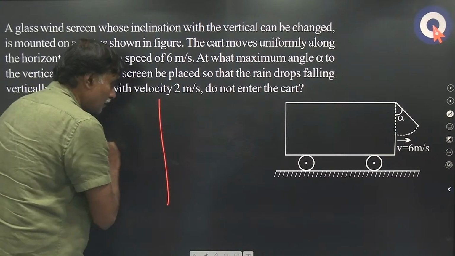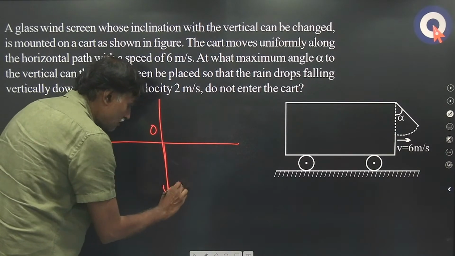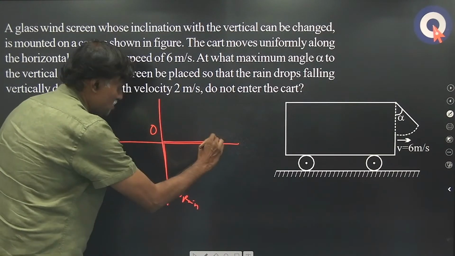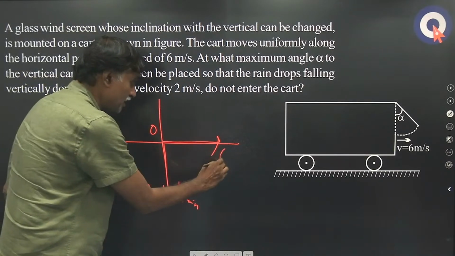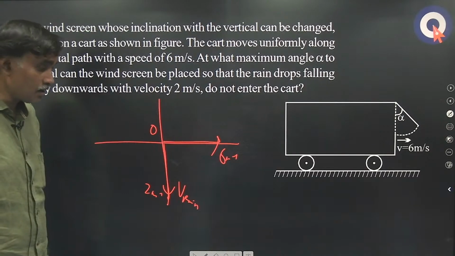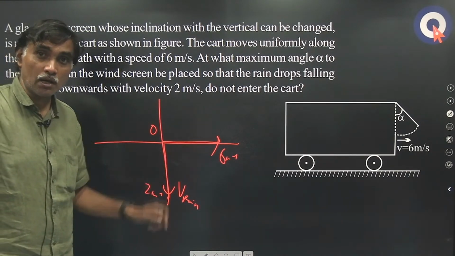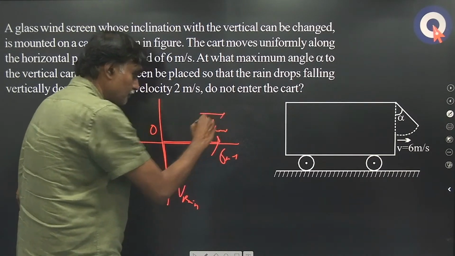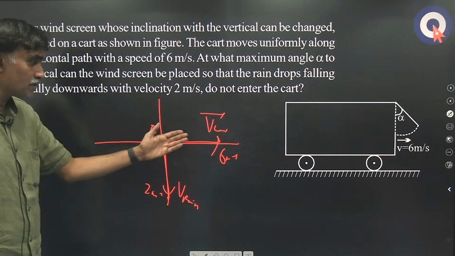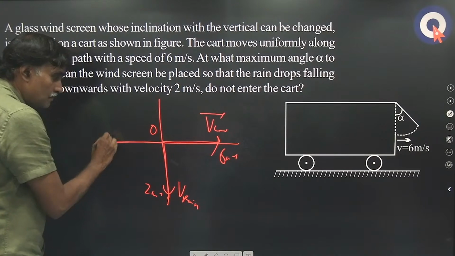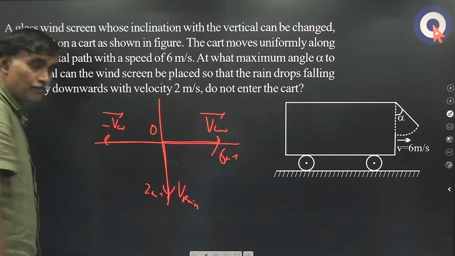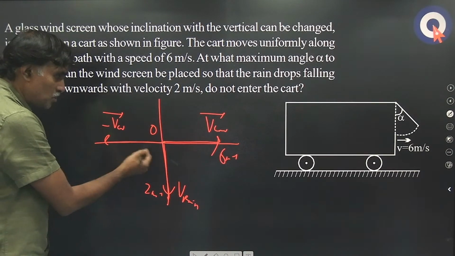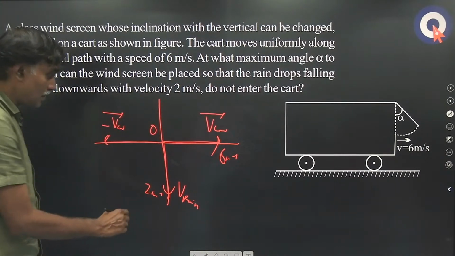Now raindrops are falling vertically downwards. With what velocity? So this is the velocity of rain, is 2 meters per second, and the car is going horizontally towards the right with a velocity of 6 meters per second. So what is the velocity of rain with respect to car? It is nothing but velocity of rain minus velocity of car. So it is the resultant of these two vectors, that is the relative velocity of rain with respect to car. You can find the magnitude anyhow, but magnitude is not required for this question. Direction you have to find.